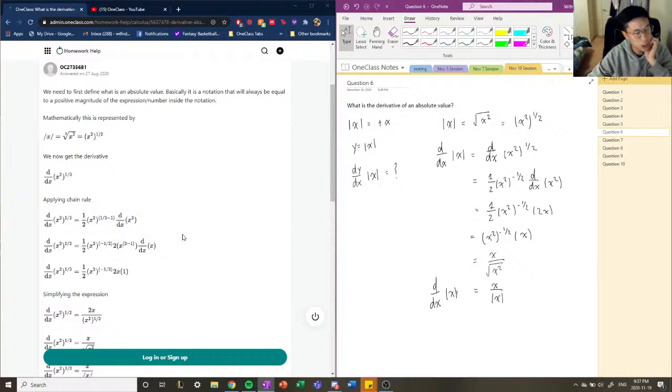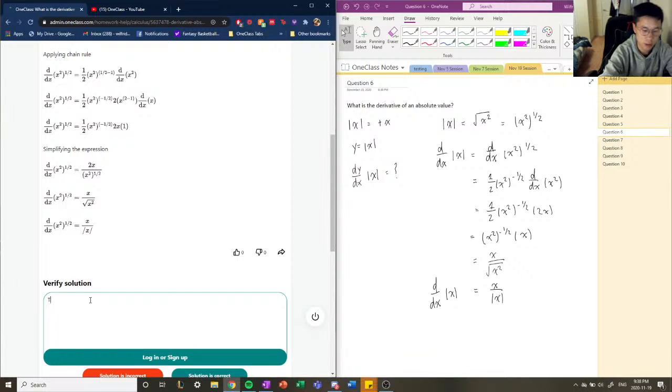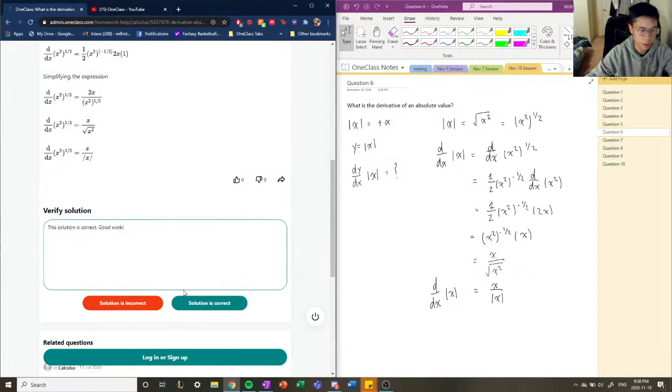So the junior tutor did the same solution. They found a different way of representing the absolute value by representing it as a number that is squared and then square rooted. And then they derived that using a chain rule within a chain rule to come to our conclusion here. And then they simplified and recognized that x squared square rooted is just the absolute value. So they put the absolute value in instead, and this is the solution. So the solution is correct. Cool.